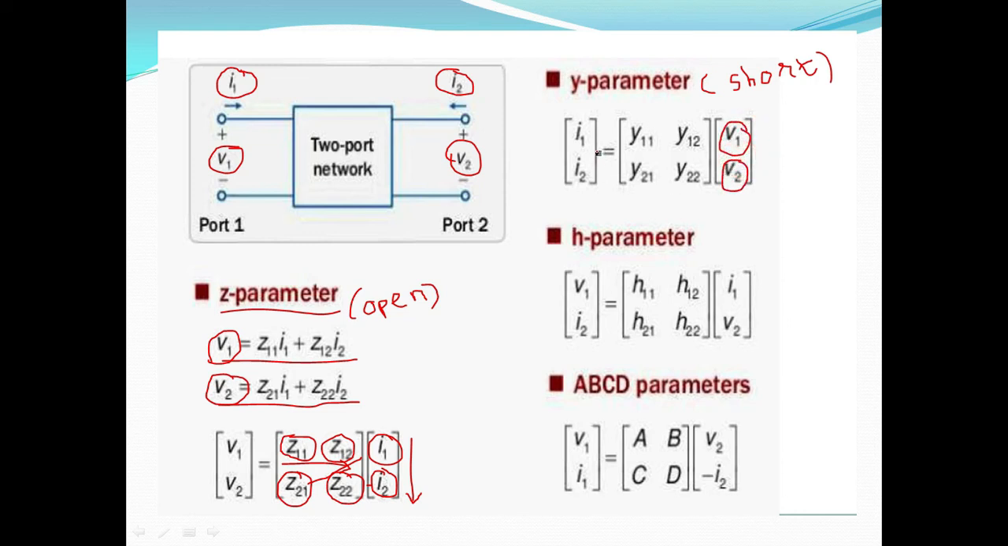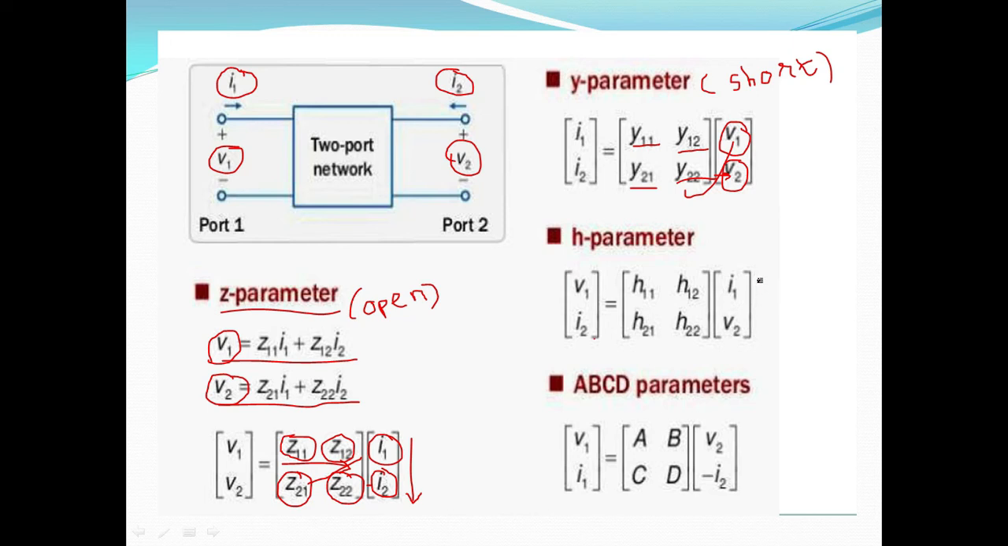Then how do we write the equation? Here I1 is equal to Y11 V1 plus Y12 V2, and I2 is equal to Y21 V1 plus Y22 V2. Then the H parameter is the hybrid parameter, where V1 and I2 are the dependent parameters, and I1 and V2 are the independent parameters. So V1 is H11 I1 plus H12 V2, and I2 is equal to H21 I1 plus H22 V2.